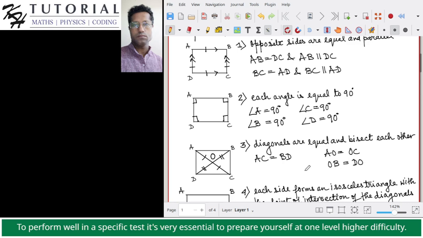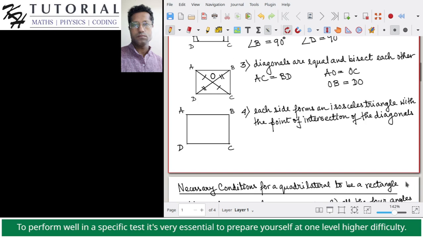Okay. The next is that each side forms an isosceles triangle with the point of intersection of the diagonals. So if ABCD is a rectangle, if you draw the diagonals, AC and BD are the diagonals, let the diagonals intersect at the point O. So it says that each side forms an isosceles triangle with the point of intersection of the diagonals.